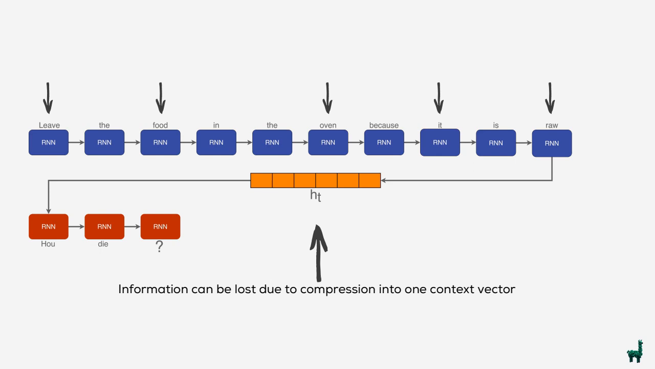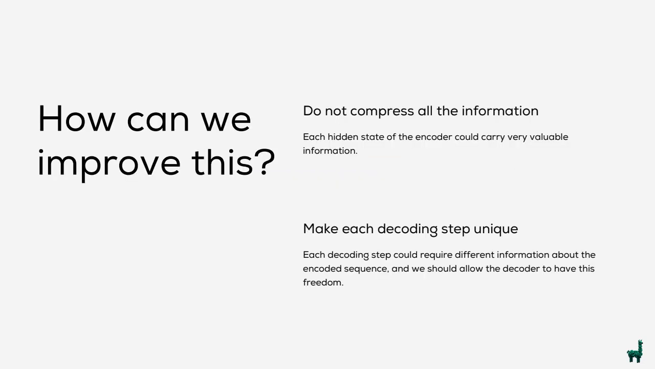And then this hidden state gets altered by this decoder as well. So we lose a lot of valuable information that might be super important for this decoding step. The main issues are we're compressing all the information and we're not making each decoding step unique. So we can improve it by not compressing all the information and making each decoding step unique.